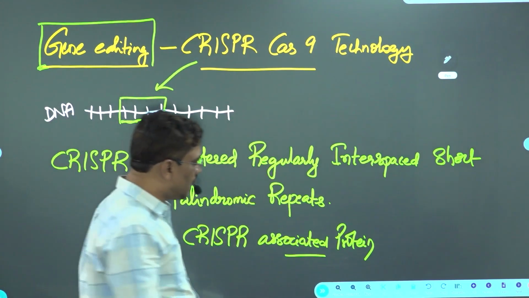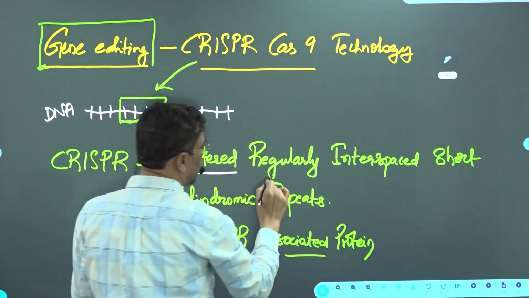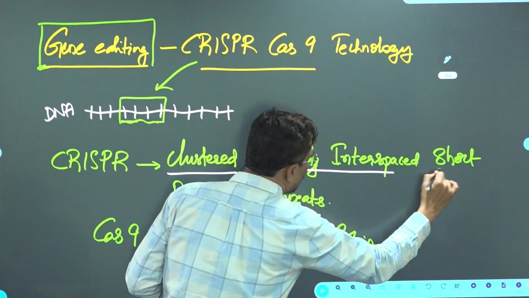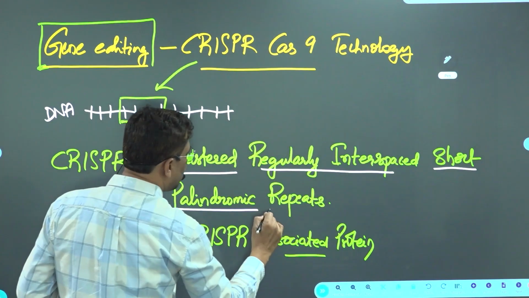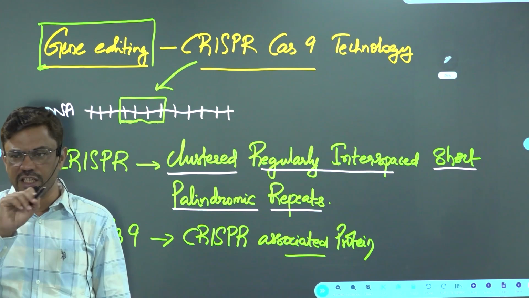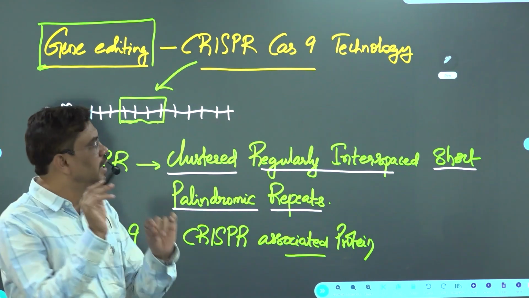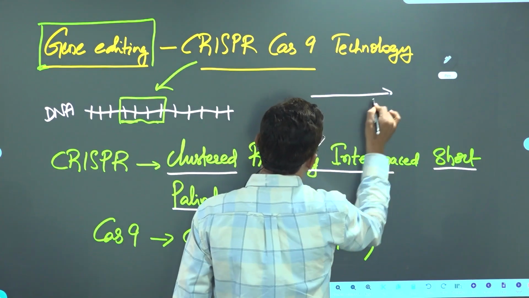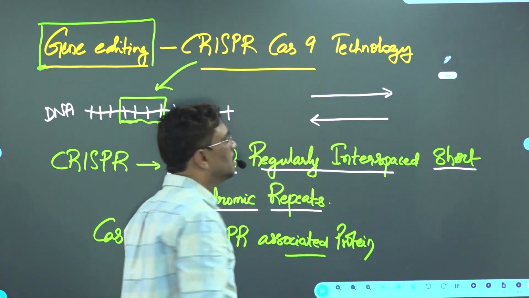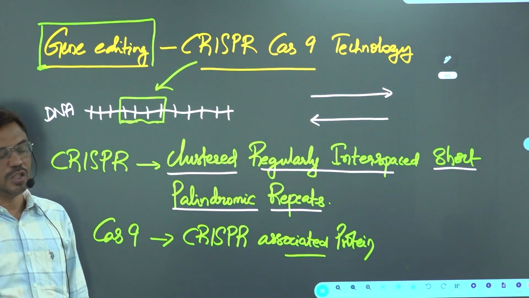Clustered Regularly Interspaced Short Palindromic Repeats. Clustered means group of. Regularly interspaced, short, small. Palindromic repeats means mirror images, you can say. If you read it in forward and backward direction, they read the same. That is called mirror images. These are called palindromic repeats.